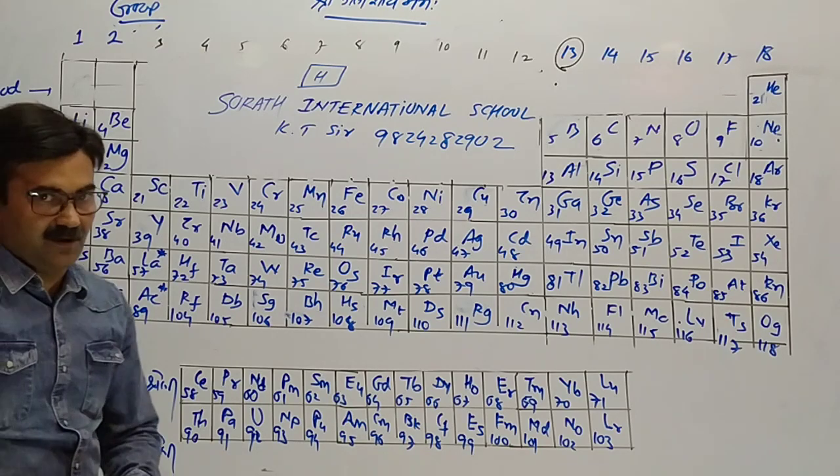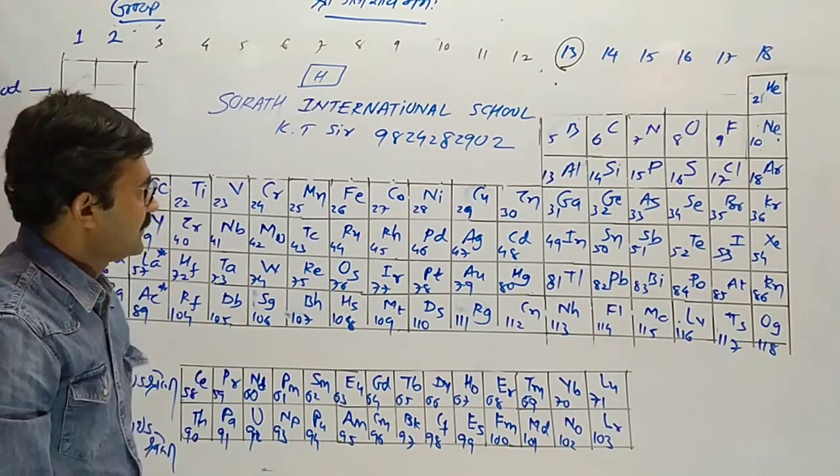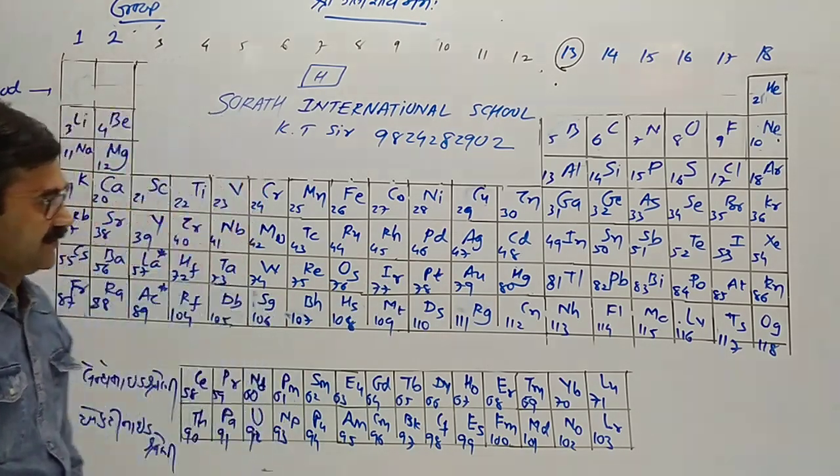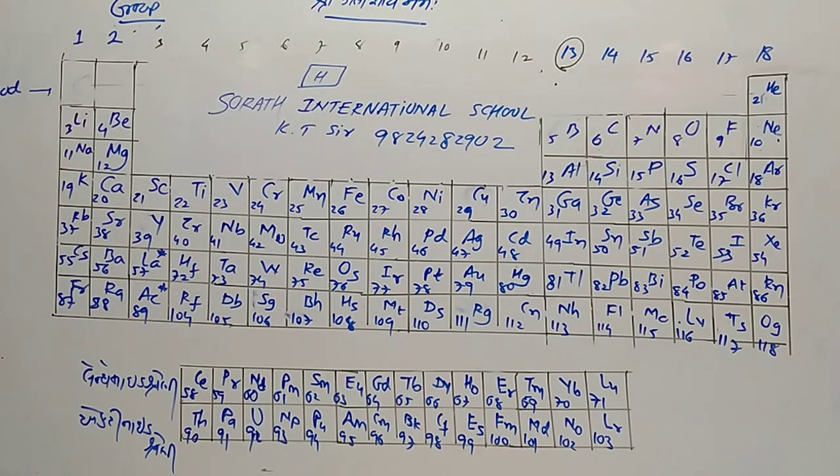Now what is a period? A horizontal line is called a period. So there are 7 periods: 1, 2, 3, 4, 5, 6 and 7. 7 periods in our modern periodic table.